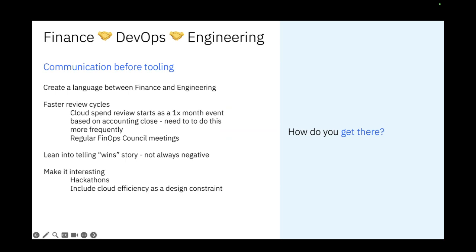Yep. Other tips, don't make this accusatory. Don't tell people, hey, why did you spend this money? Why did you go over budget? I think it's great to celebrate some wins. Don't make it always negative. Don't make this a finger pointing exercise. And then find ways to make it more interesting. Do hackathons to figure out how to save cost, become more efficient, get better data, implement better practices. Include things like cloud efficiency as a design constraint when you're doing the early design and mapping phases of something that you're ultimately going to build out. I think these are all ways that can help you get there.